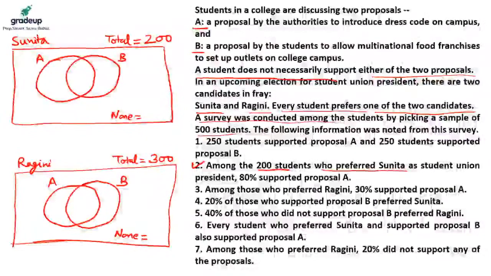Now, point number 2: among 200 students who preferred Sunita as union president, 80% supported proposal A. So 80% of 200 is 160. Out of these 200, 160 supported proposal A. So I'll write 160 here, meaning the sum of these two values is 160.